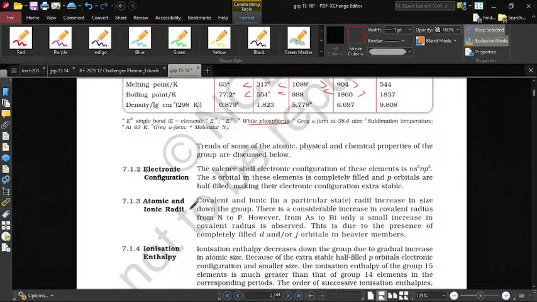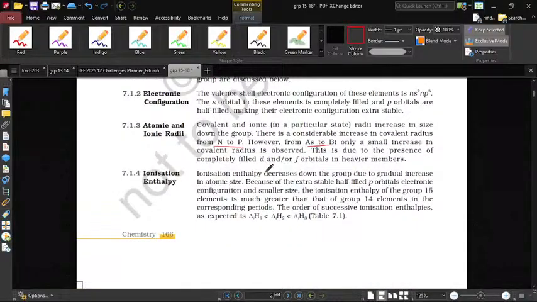Atomic and ionic radii. Covalent and ionic radii in a particular state increase in size down the group. There is a considerable increase in covalent radius from N to P. However, from arsenic to bismuth, only a small increase in covalent radius is observed. This is due to the presence of completely filled d and or f orbitals in the heavier members. Ionization enthalpy. Ionization enthalpy decreases down the group due to the gradual increase in the atomic size.